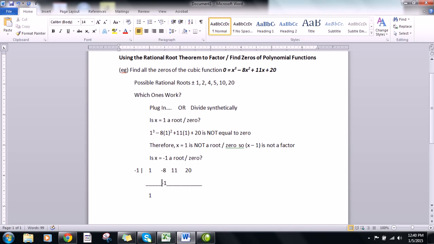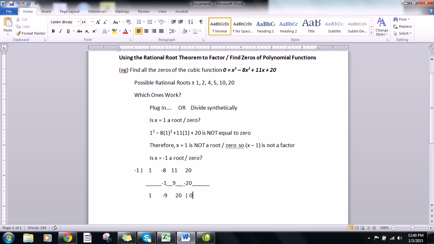Then I add. -8 and -1 gives me -9. Then I multiply. -1 times -9 gives me +9. I add. 11 and 9 gives me 20. Yahoo! Because -1 times 20 is -20, which is perfect. And it's perfect because 20 plus -20 is 0, and that's this number in the box here.